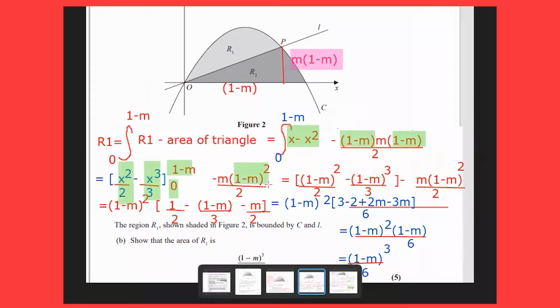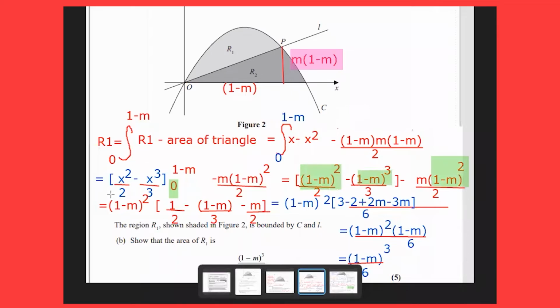So I simplify that. Now I shall be substituting the value of x as 1 minus m. So I end up with 1 minus m squared over 2, minus 1 minus m cubed over 3, minus the area of the triangle. Now let's have a look at what I get. I can take out a common factor of 1 minus m squared from here, from here, and from here.